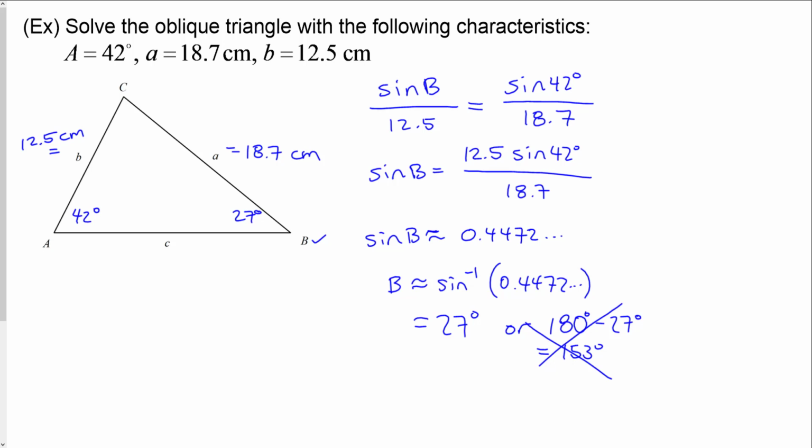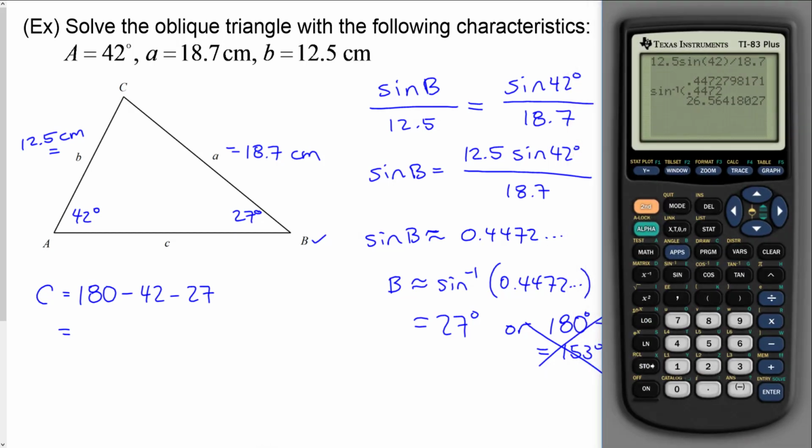Now to figure out what angle C is going to be, we need to just do 180 minus 42 minus 27. Get out the calculator for that. So 180 minus 42 minus 27. That's 111 degrees.